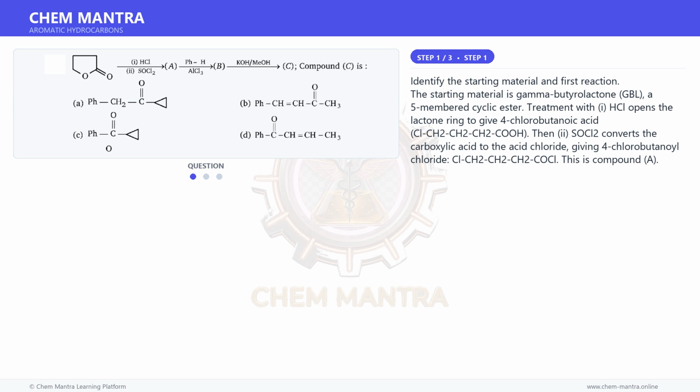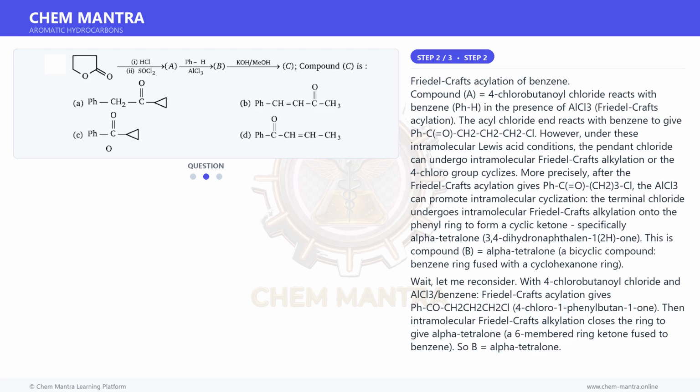Treatment with ZnCl2 opens the lactone ring to give 4-chlorobutanoic acid, Cl-CH2-CH2-CH2-COOH. Then, SOCl2 converts the carboxylic acid to the acid chloride, giving 4-chlorobutanoyl chloride, Cl-CH2-CH2-CH2-COCl. This is compound A. Moving on to the next step.